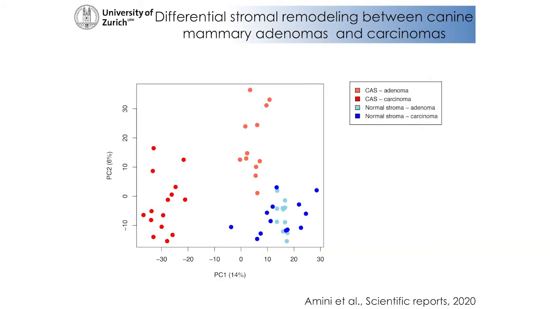We then wondered how the remodeling between canine adenoma and carcinoma compared, so between the benign and the malignant tumors. Here in this PCA, you can see that while the normal stroma from both datasets behaves very similarly, those are the pale blue and the dark blue dots, CAFs in adenoma, which are the orange dots, clearly cluster separately from CAFs in carcinoma, the red dots on the left. This suggests that there are substantial differences in stromal remodeling between adenomas and carcinomas.